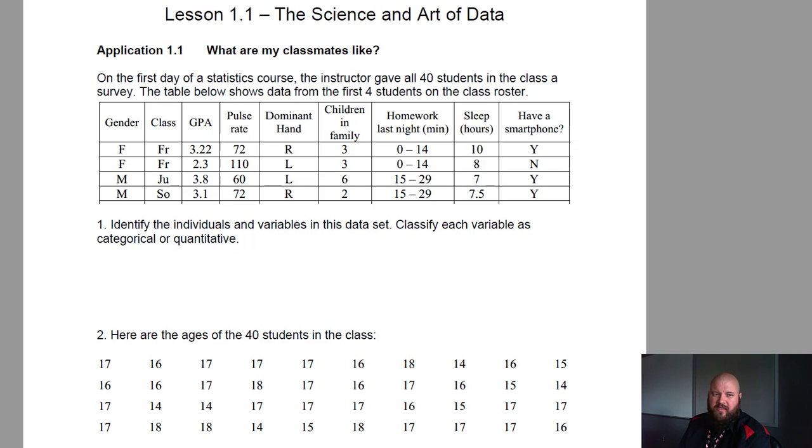So with this, now we said individuals are a person or thing that describes a set of data. So with this, what would you classify as your individuals? Individuals are going to be the students in the class, right? That's where they got this data. So students in class.